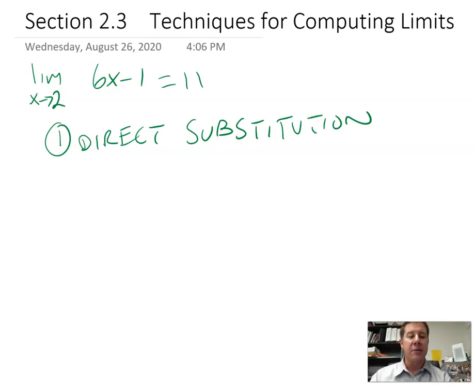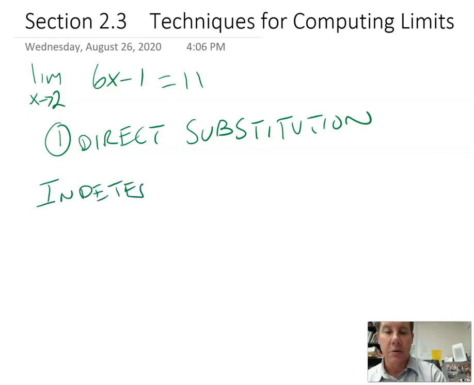So always try direct substitution first. I'm saying it over and over again because as we move on to the more complex ways of doing this algebraically, sometimes you forget the easy one, direct substitution. Always try this first. If this doesn't work, then we're going to try other stuff. What I mean by it doesn't work is I get an indeterminate situation.